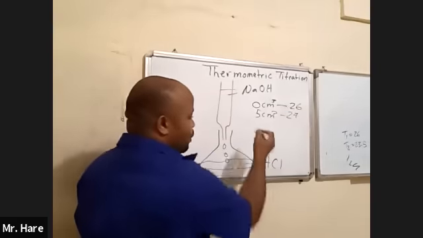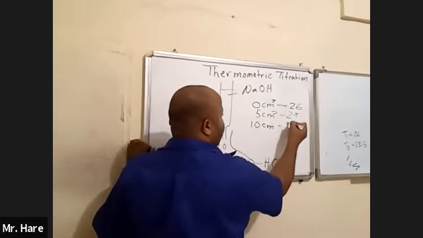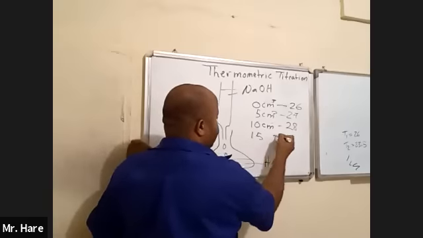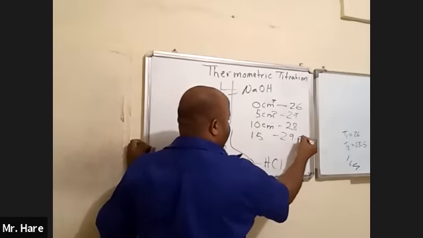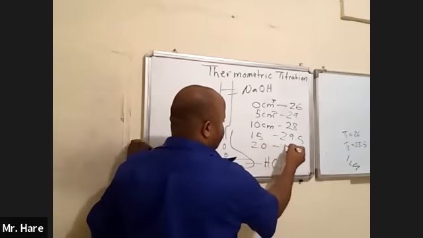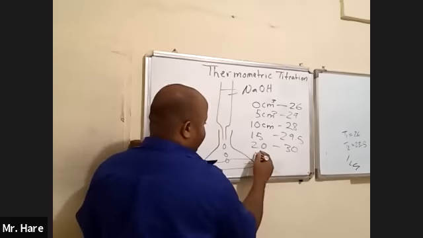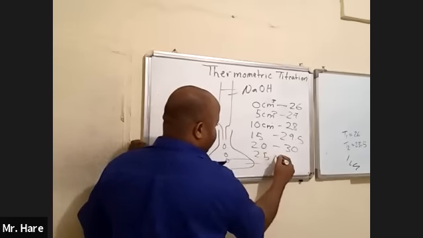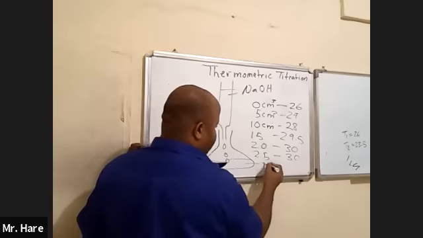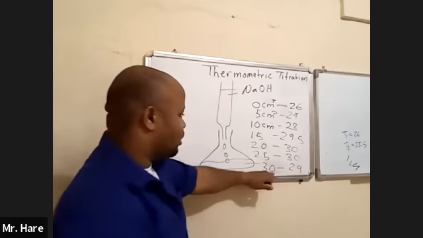You add 5 more cm³, right? Let's say the temperature goes up to 28. You add 5 more cm³ again. Let's say it goes to 29.5. You add 5 more cm³, it goes to 30. You add 5 more cm³, it stays at 30. You add 5 more cm³, it gets to 29, and it starts to decrease.